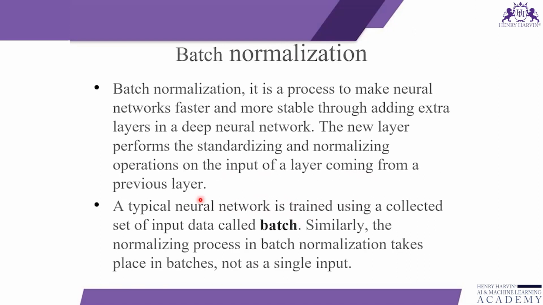So when we talk about batch normalization, it is a process to make neural networks faster and more stable by adding extra layers in a deep neural network. The new layer performs the standardizing and normalizing operations on the input of a layer coming from a previous layer. Hope this is clear to you, right? A typical neural network is trained using a collected set of input data called a batch. Similarly, the normalizing process in batch normalization takes place in batches, and not on a single input.